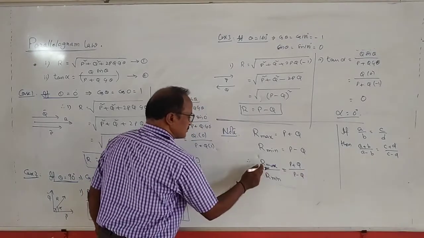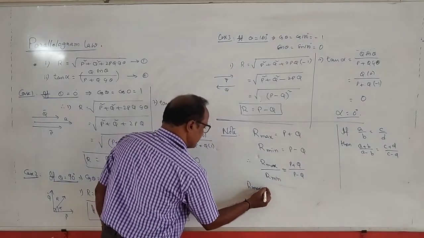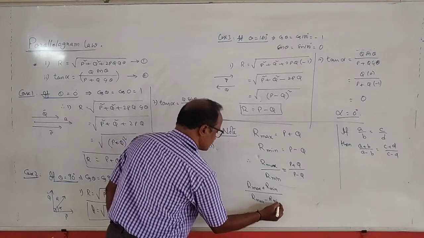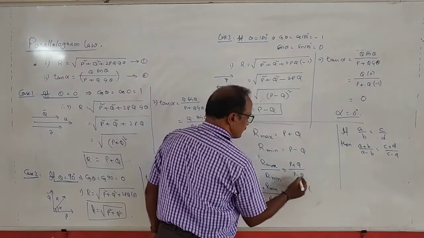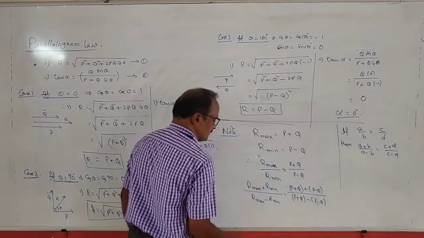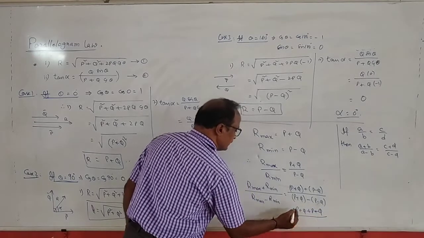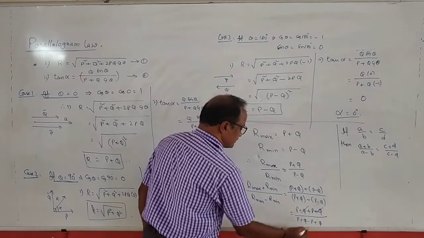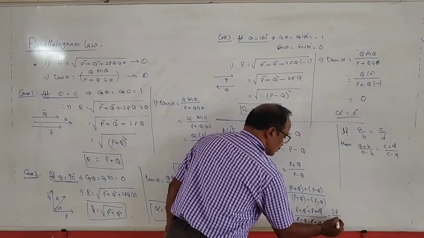To apply the same formula to R maximum by R minimum is equal to P plus Q by P minus Q: R maximum plus R minimum by R maximum minus R minimum is equal to, here P plus Q is c and P minus Q is d, so P plus Q plus P minus Q by P plus Q minus P plus Q. Minus Q plus Q cancel, giving 2P by 2Q, so 2 and 2 cancel.